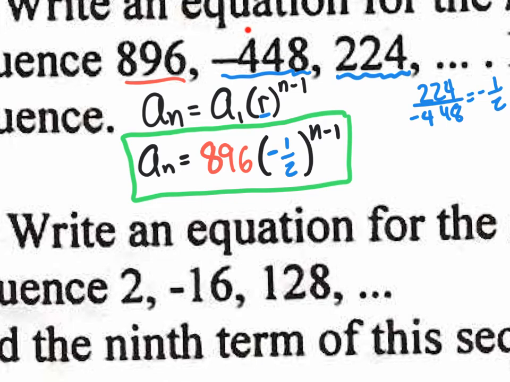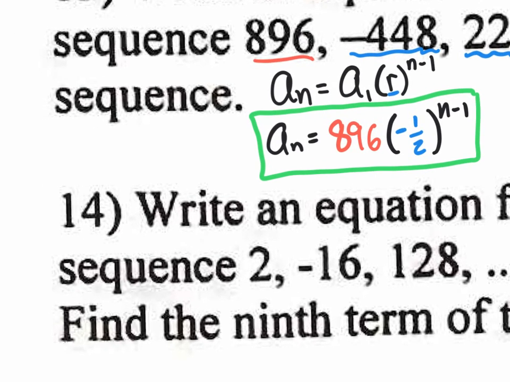If I want my second term on the list, all I have to do is plug in the number 2 right here, and that'll give me negative 448. If I plug in the number 3 and work out the math, it'll give me the third number. If I plug in the number 4, it'll give me the fourth number. If I plug in the number 5, it'll give me the fifth number. So this is one answer, the equation that produces the list.